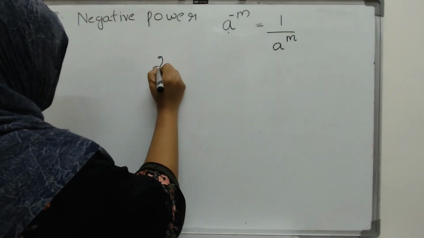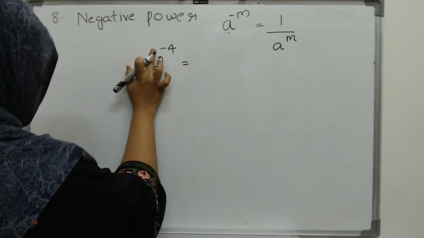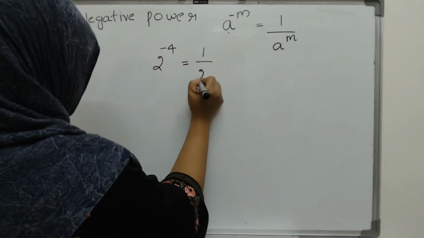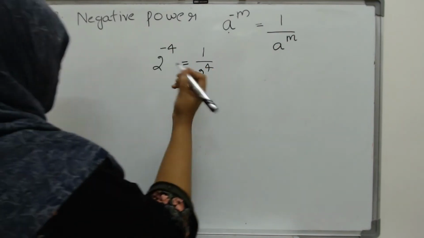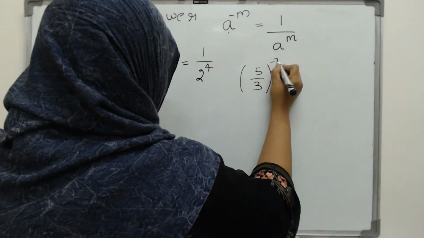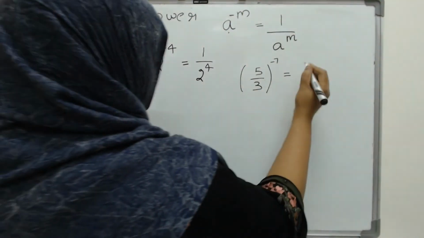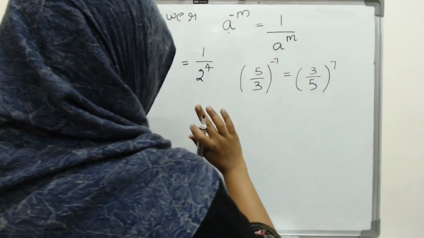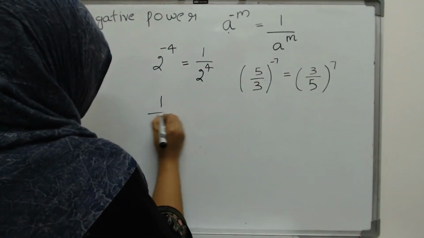If you have 2 raised to minus 4, how do we get rid of this negative power? We take the reciprocal of 2 with the positive power. This is when you have an integer. What about 5 by 3 raised to minus 7? Now how do we get rid of this minus sign? Find its reciprocal, 3 by 5, and the power will become positive. We have made the negative into the positive. Once again, what about this?